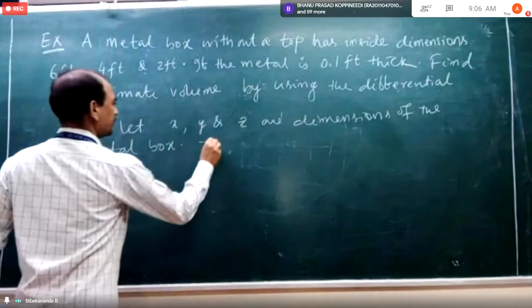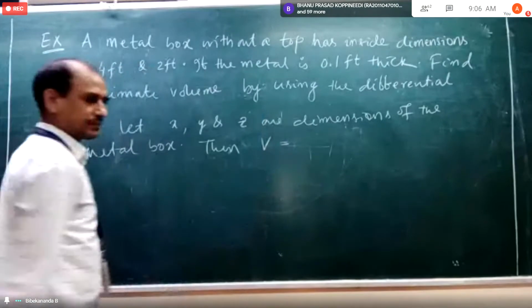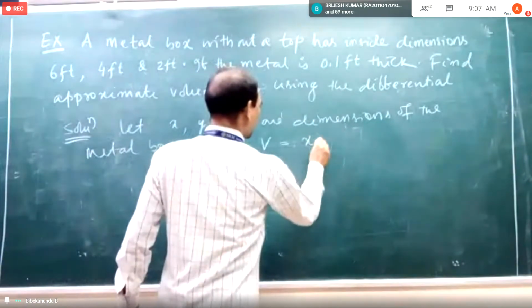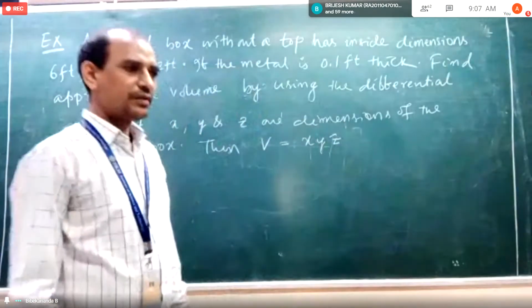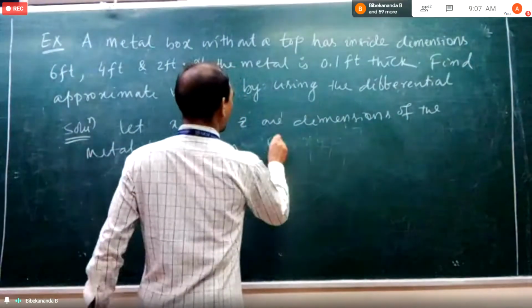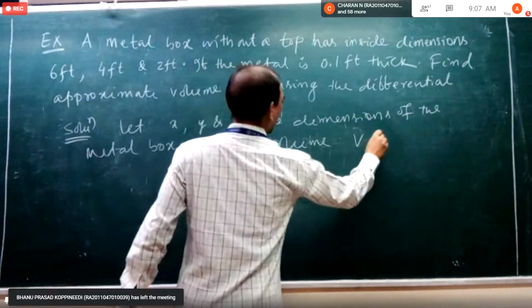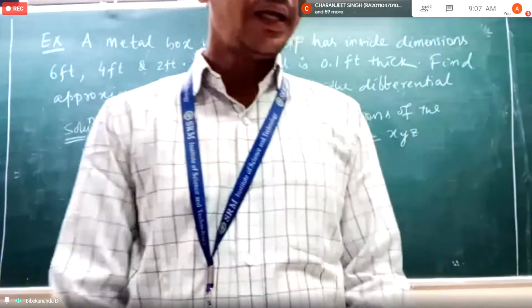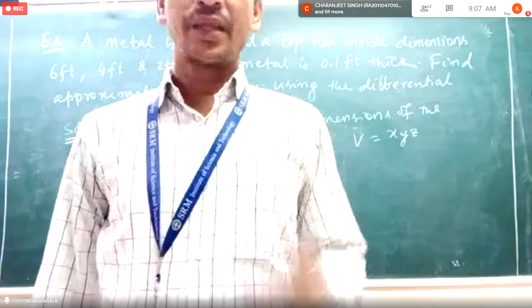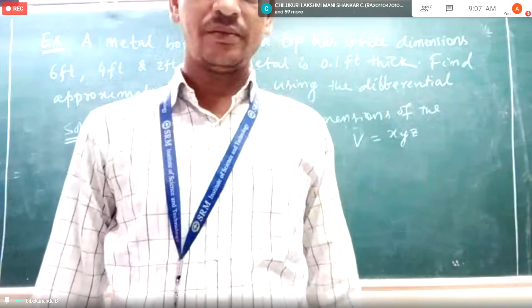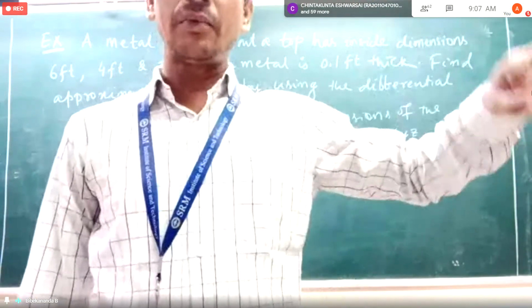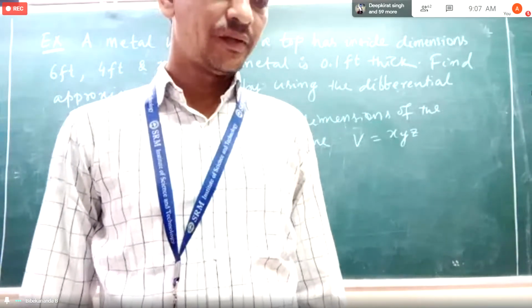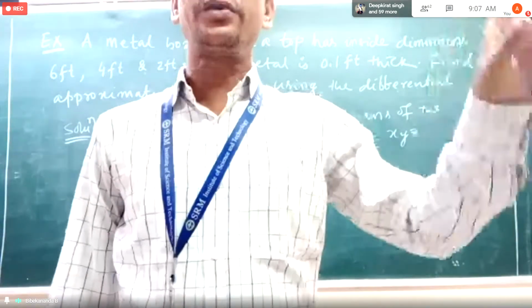Then what will be the volume? The volume V is equal to xyz. Now what is your function here? Which one is the dependent variable? Which are the independent variables? Sir, x, y, z are independent and V is dependent. Yeah. So V is a function of x, y, z.